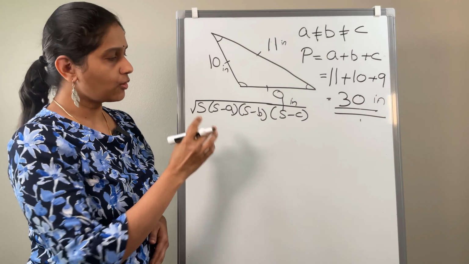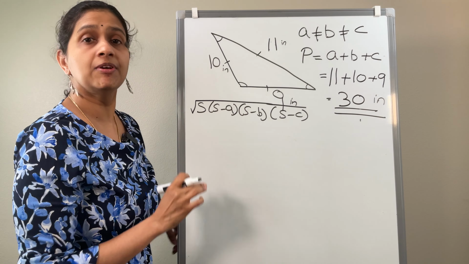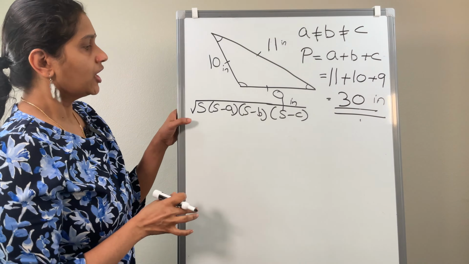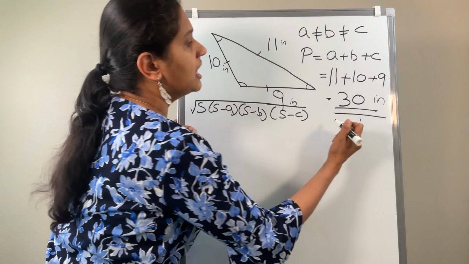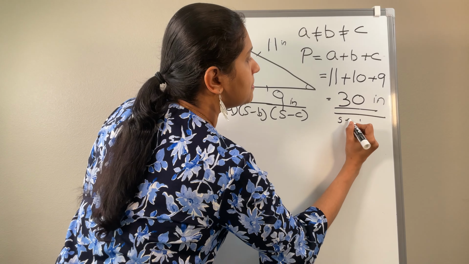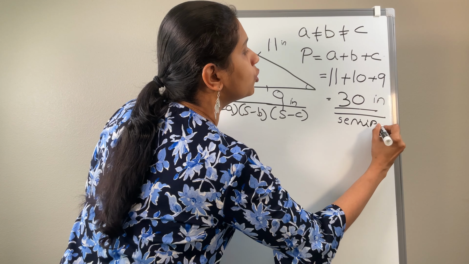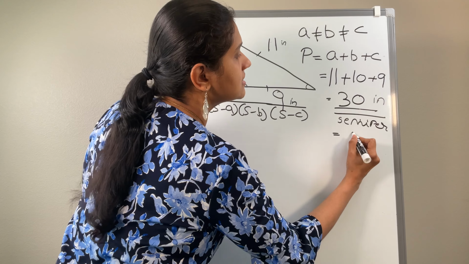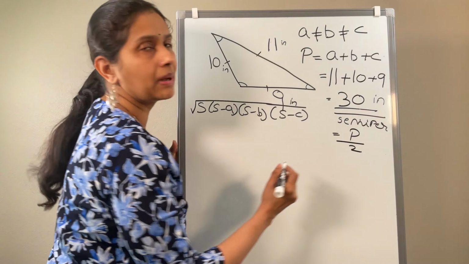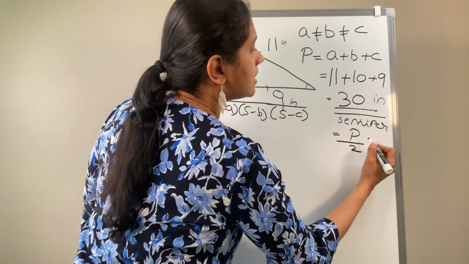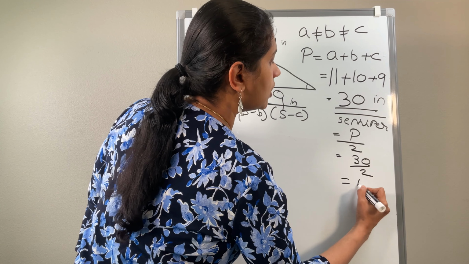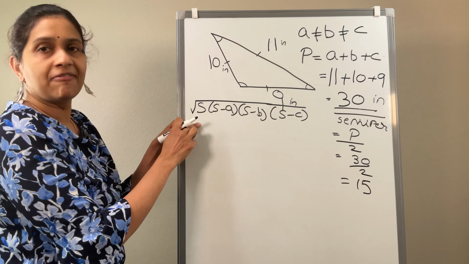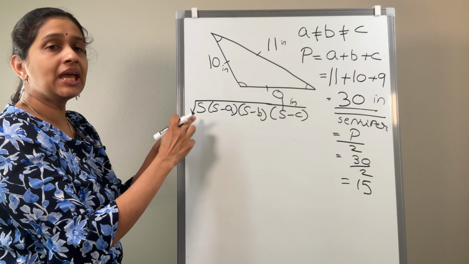Now I have written the formula over here. We will see how to calculate it. As I told you, S is the semi-perimeter, which means the perimeter divided by 2, that is 30 by 2, which is equal to 15. So what is the value of S? It is going to be 15.